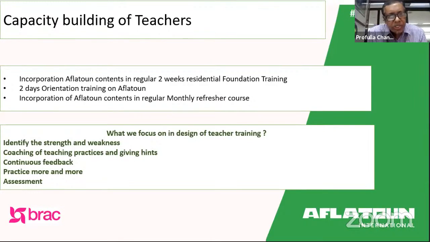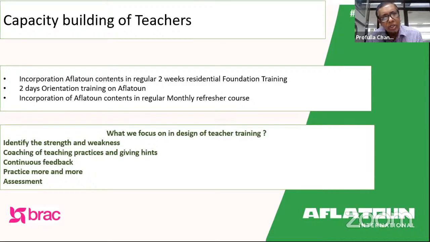Within this training we incorporate Aflatoun contents. There are materials and content designed with the Aflatoun curriculum, so we customize this, and we have regional master trainers for that. They are trained by the Aflatoun network and are responsible for cascading this training. They develop trainers, and they also take part in designing the curriculum. We also collaborate with our national curriculum and textbook board, which is a government body, and share the curriculum with them for validation.